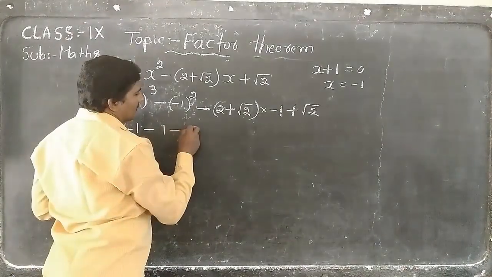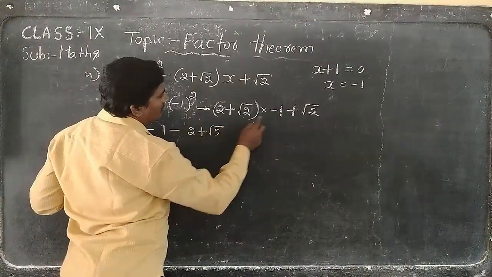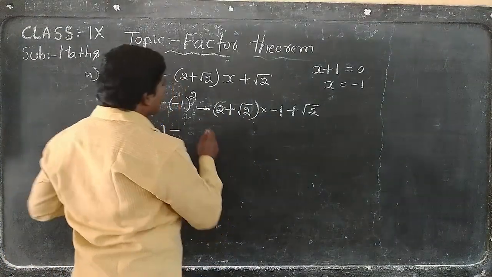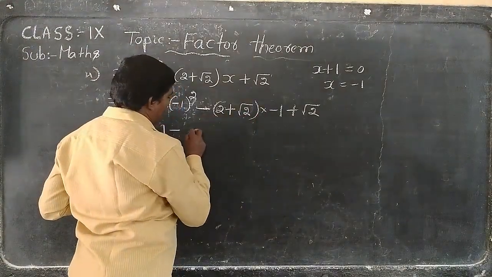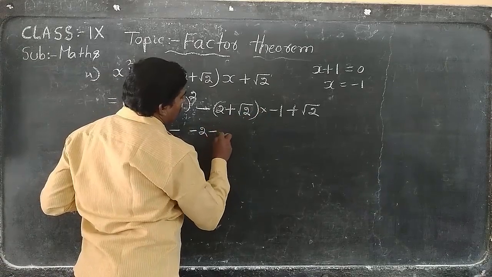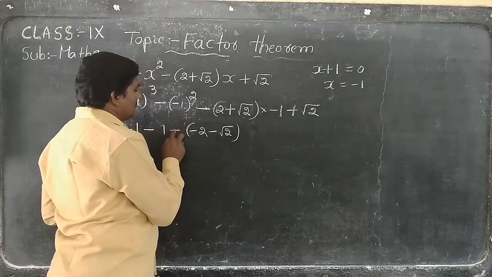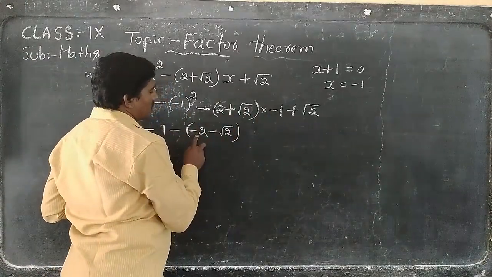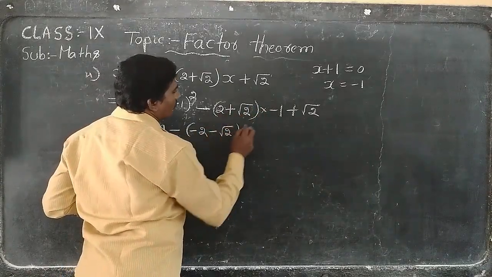Now here minus 2 plus root 2 into minus 1. Minus symbol should be kept here like that only. 2 into minus 1 is minus 2. Root 2 into minus 1 is minus root 2. Okay, see, this is the minus symbol. 2 into minus 1 minus 2 plus minus root 2 into 1, root 2.